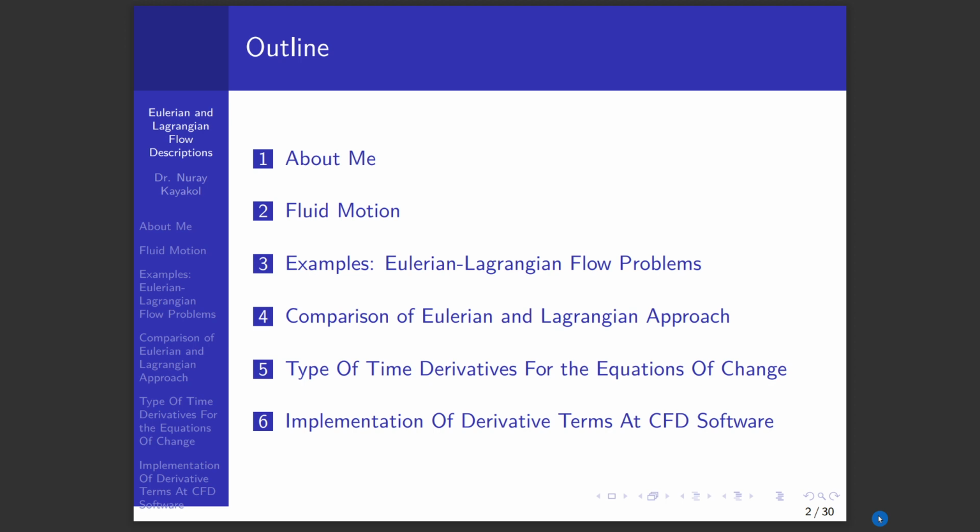Here is the outline of my seminar. First, I will introduce myself. My career path might inspire fresh safety engineers. And then I will describe Eulerian and Lagrangian approaches for the modeling of fluid motion. Then, after giving some examples, I will compare those methods. Then I will describe types of time derivatives. Finally, I will show implementation of these derivative terms on a CFD software.